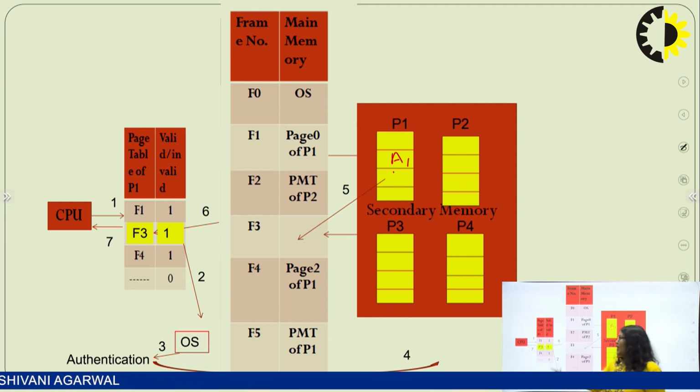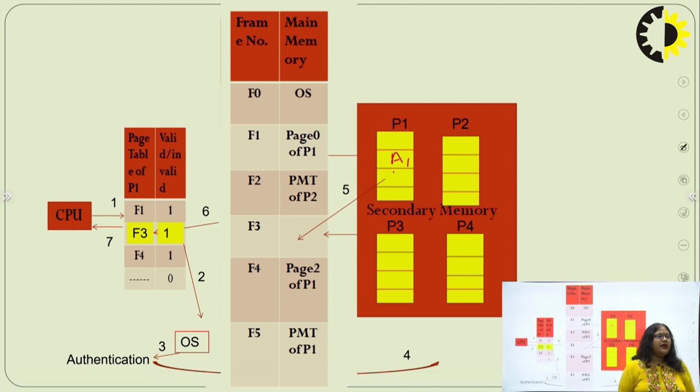First step, the CPU checks in the PMT of P1 whether the page is stored in the main memory or not. If it is not stored, we have to take this page from the secondary memory, put it into the main memory, and enter the frame number into the PMT of P1. So how do we do this? First, we check in the PMT that the page is not present. Then, second step, we inform the operating system that this page is not present. This is known as a page fault.